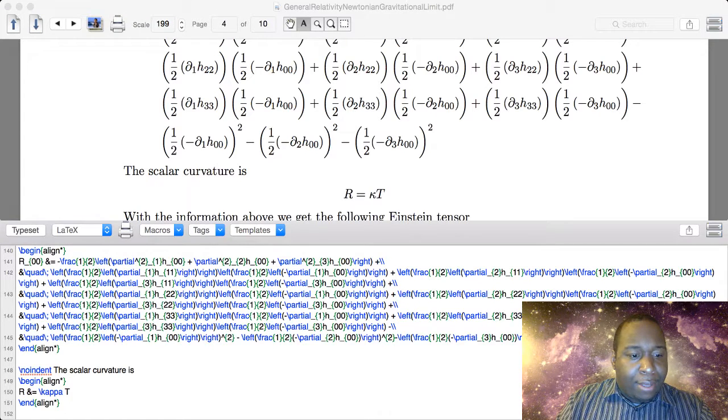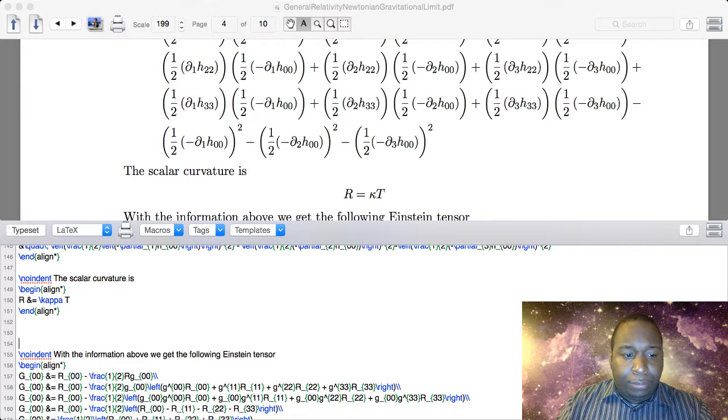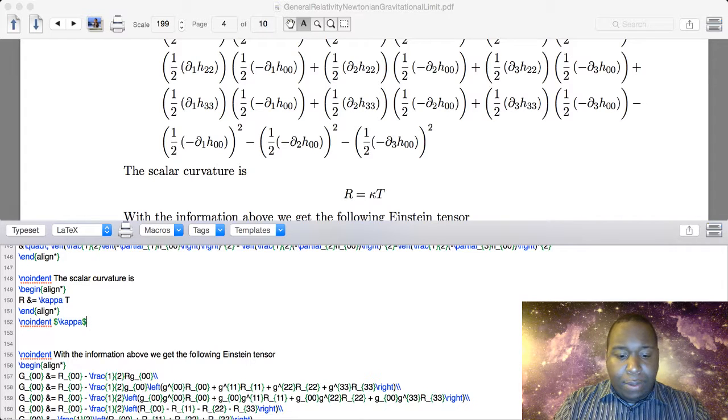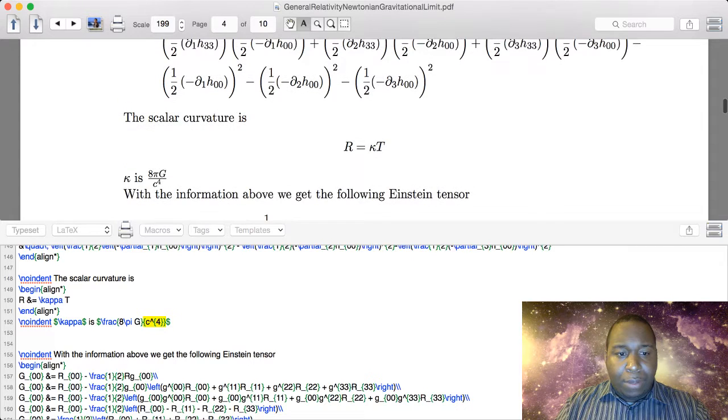represents the constant that was shown on the right hand side of the equation earlier. It's the 8 pi G over c to the 4th power. And so kappa is, and it's just amazing how you can make little small changes like this, and it makes the problem so much more bearable. So that is our kappa.